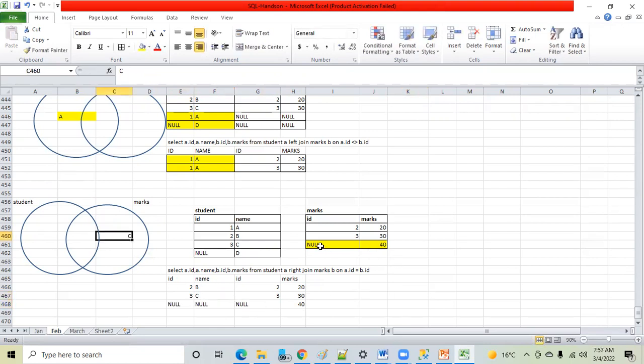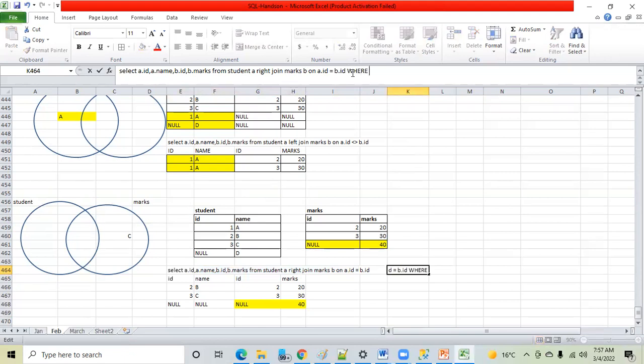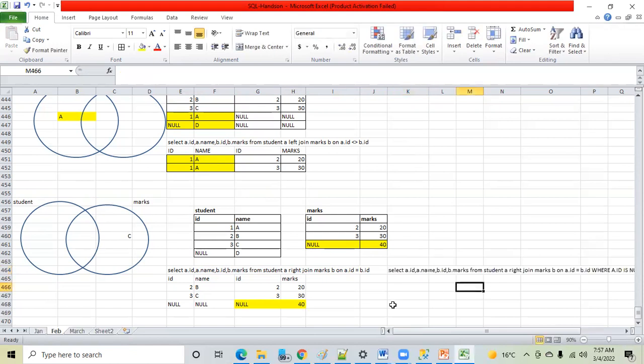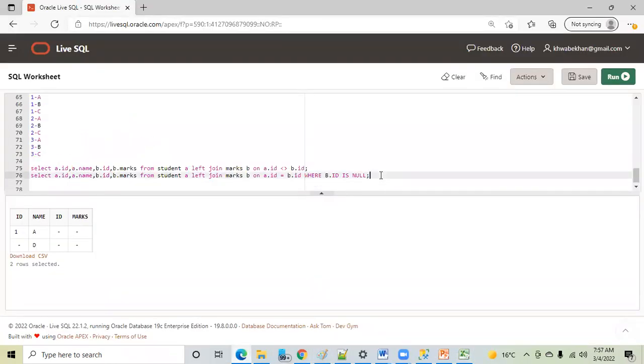Now tell me the query. What you want is C. C means this record, right? So you want this record only. So how to get this record? What will you do in this query? Where A dot ID is null, right? That is what you told. So you are asking for the record which is null in the first table. If this is null in the first table, it means that the corresponding record from the second table was left out. So this is what you will use. I hope this should be clear now.